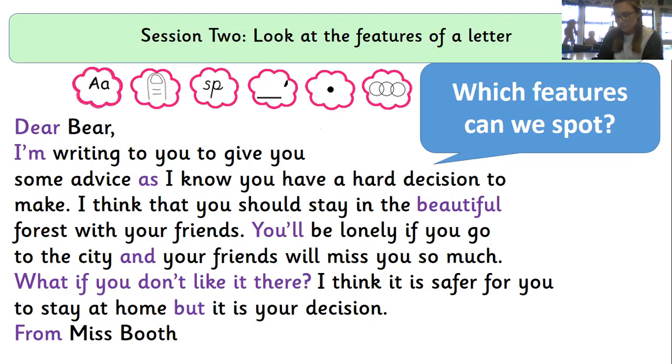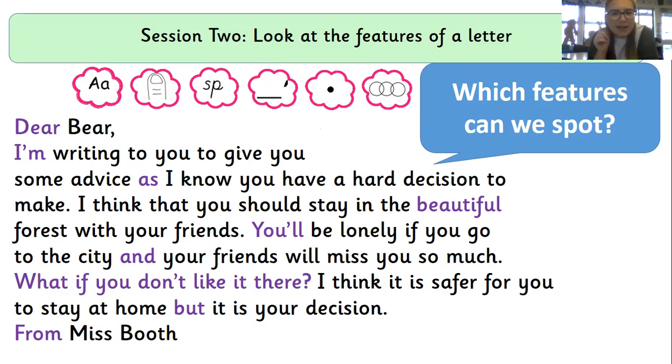So it is session 2 for the week, and we're going to be looking at the features of a letter to get us started with today. I've written a letter. People at school will have seen this one before, but I've used it again. This one is just a letter that we've written to our bear friend. Okay, he was in a bit of a muddle. He was in a bit of a situation. He didn't know what to do. So some of you might have seen this already.